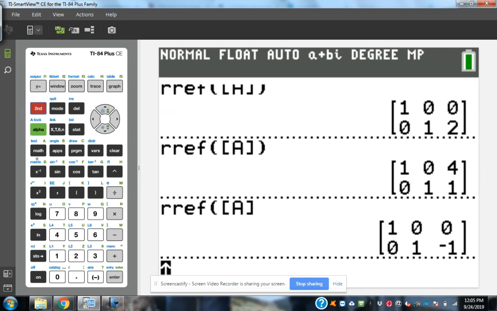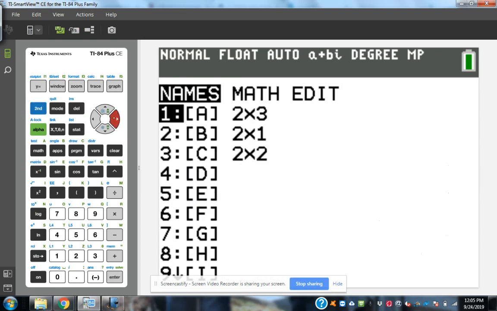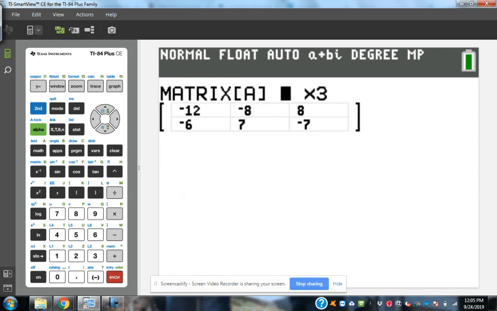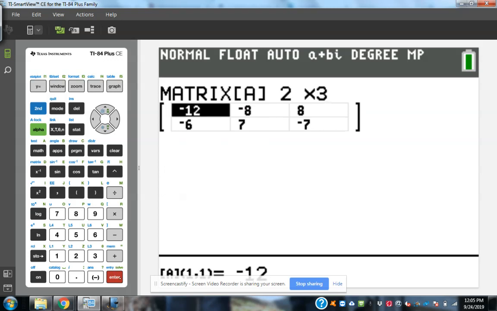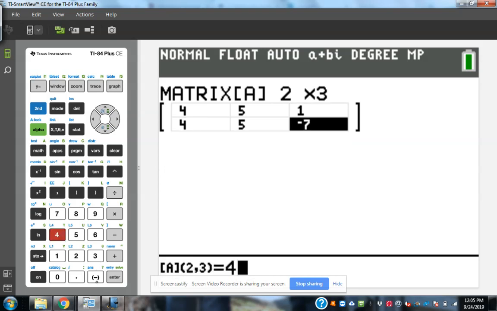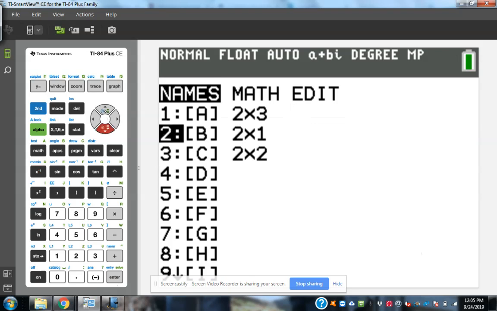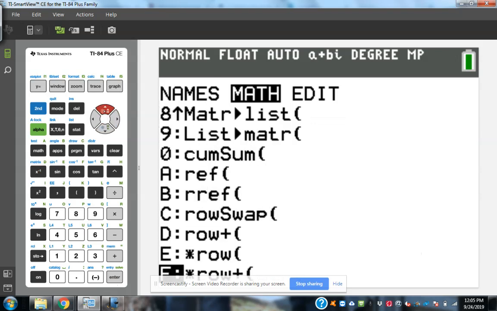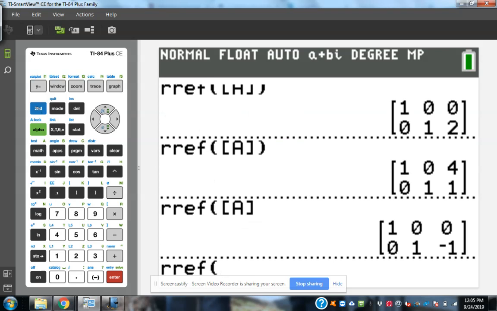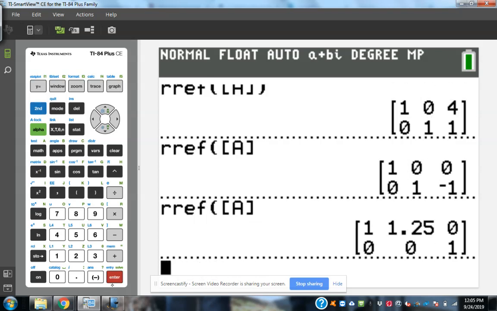So second matrix over to edit. I'm just going to use matrix A again. So 4, 5, 1, 4, 5, 4. And then I'm doing RREF on that matrix. And notice I get a decimal in there. Remember, we don't really like decimals.